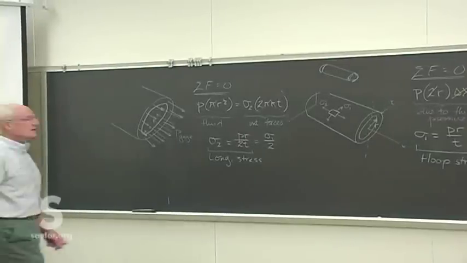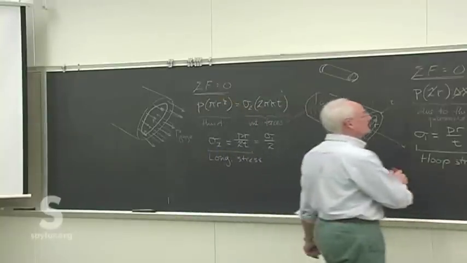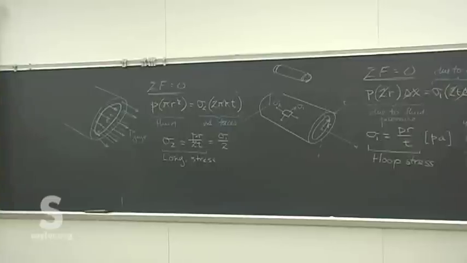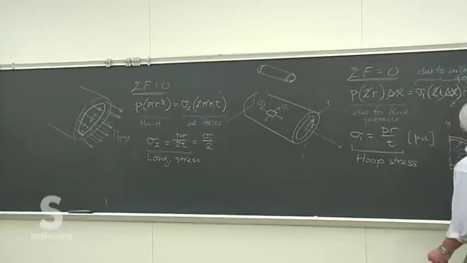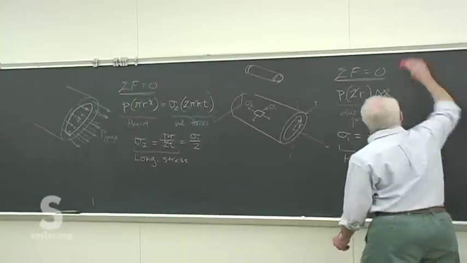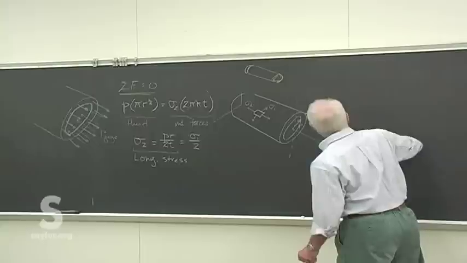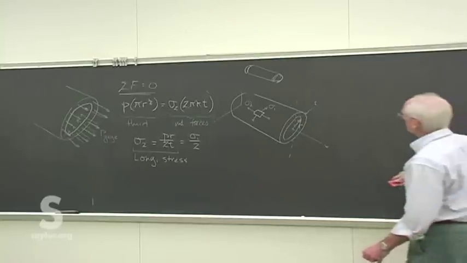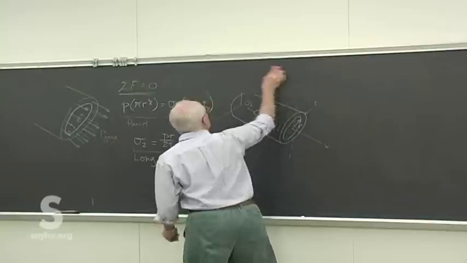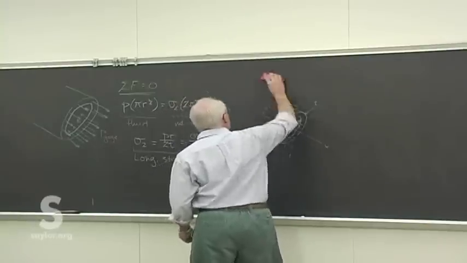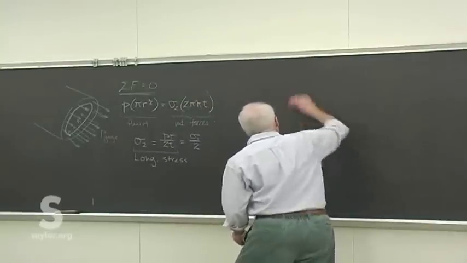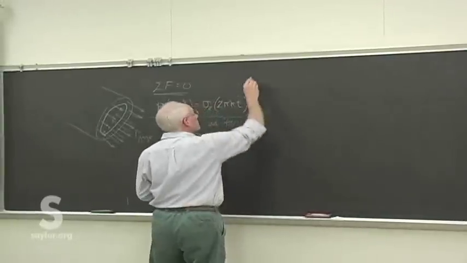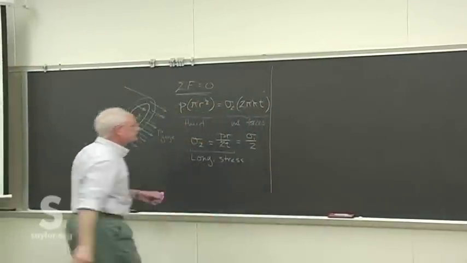There are some tanks that are completely spherical. They're more difficult to make, but they do use less material, as you remember from probably Calc 2 or 3, the maximum volume for the minimum material is for a spherical shape, which is why God makes water drops round, in case you were wondering.